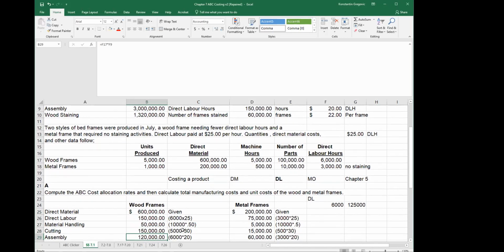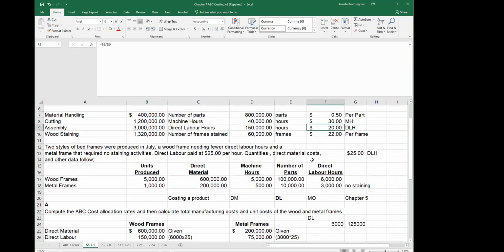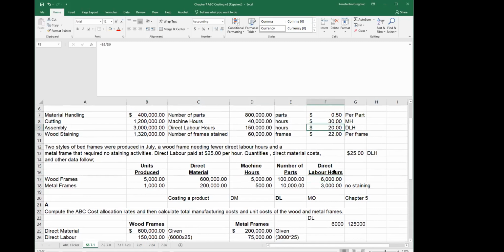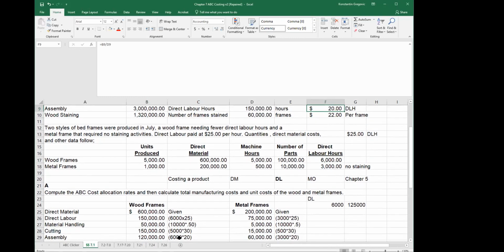Assembly is 120,000. Let's check it out here. So assembly, $20 per direct labor hour. So 20 times, what is a direct labor hour? 6,000. 20 times 6,000, 120,000. Isn't it per frame? Yep, right here, 120,000. So wood frame is 6,000 direct labor hours, right? So assembly is $20 per direct labor hour. 20 times six, right? 120,000.